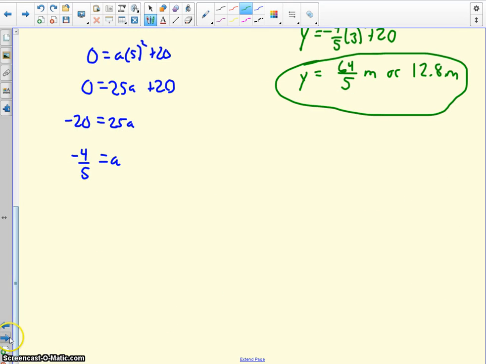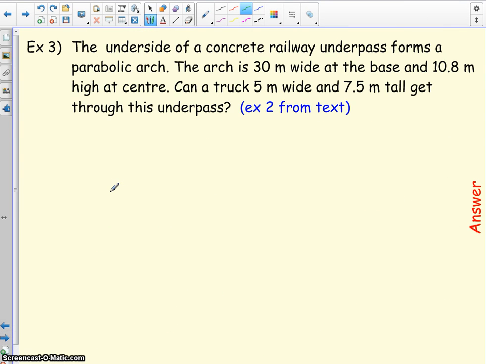Alright, so that was another tricky one. Let's try another one. Okay, so now giving you another underpass, and again it's forming a parabolic arch. I'm again giving you the dimensions, and I want you to figure out this time if a truck that's 5 meters wide and 7.5 meters tall can get through this underpass. It is an example from your textbook, but it's a good thing for us to work through.